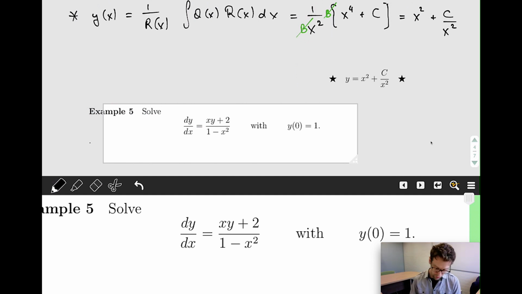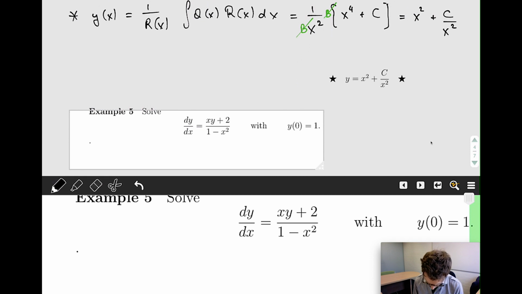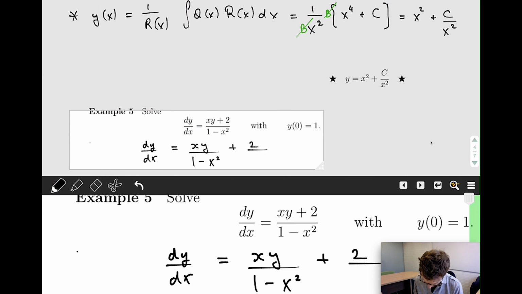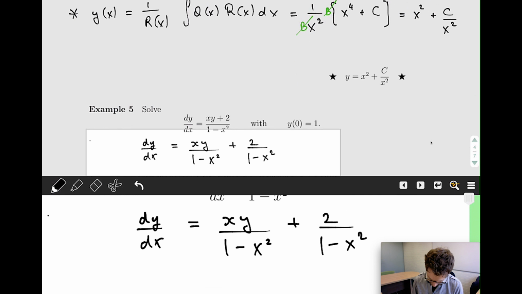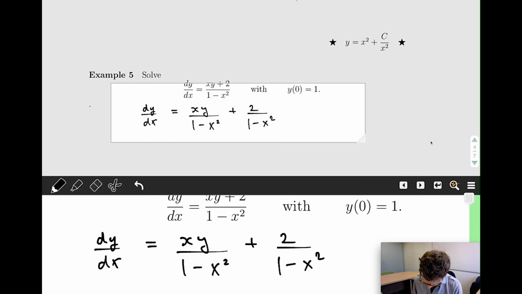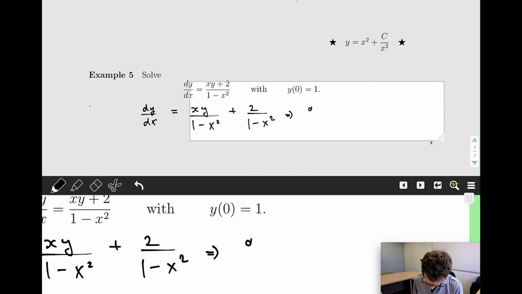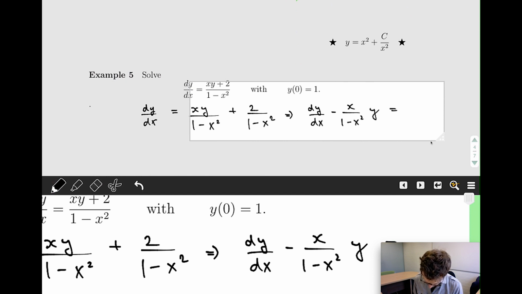Now the first thing we need to do is to rewrite this so it looks a bit more like what we're used to. So let's separate out that term that depends upon y on the left-hand side. Bring it over to the left-hand side, so that I have dy/dx plus a function of x times y is equal to a function of x. So you can see now I can just read off what p is, and I can read off what q is.